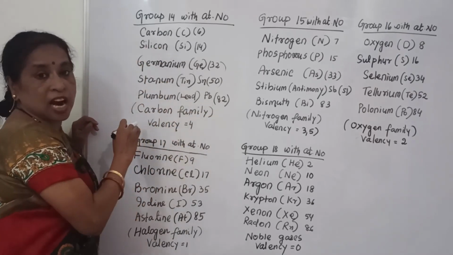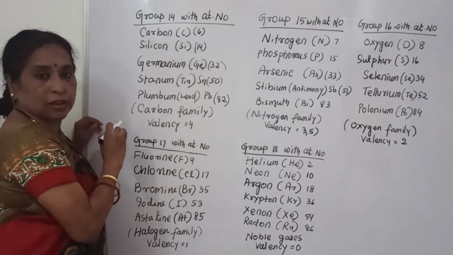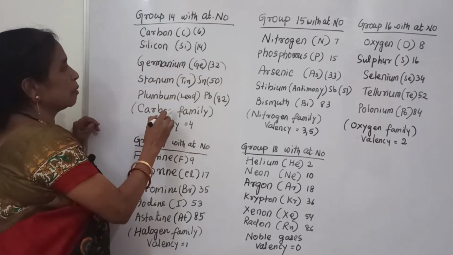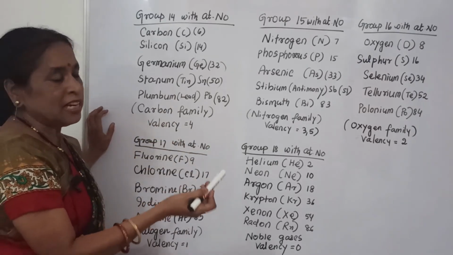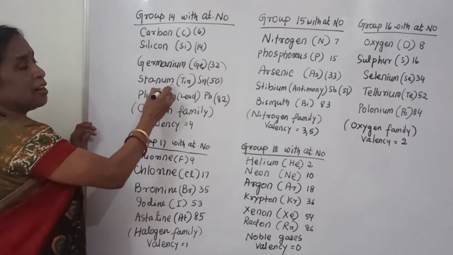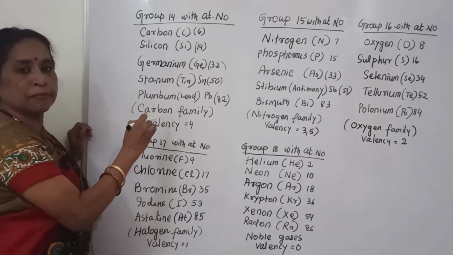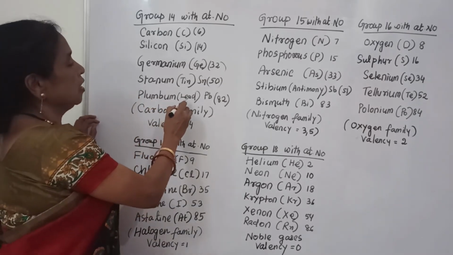This is known as carbon family because carbon is the first element. Carbon, silicon, germanium, tin, lead. Tin, that stannum is the chemistry name, plumbum, that is the chemistry name for lead.